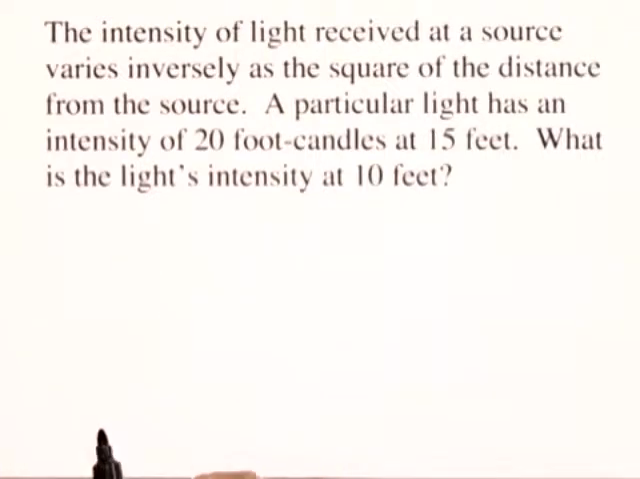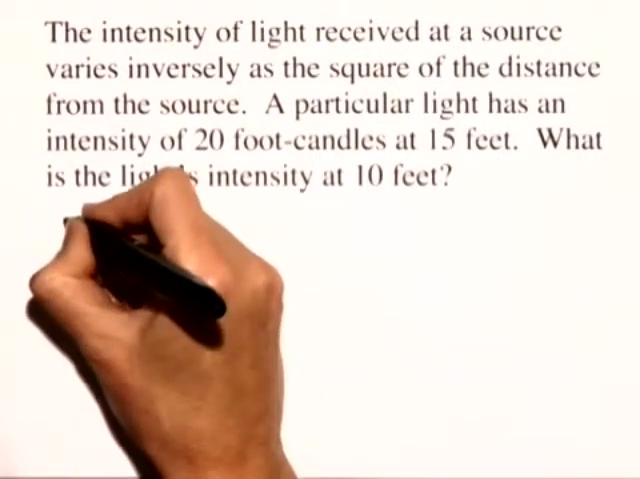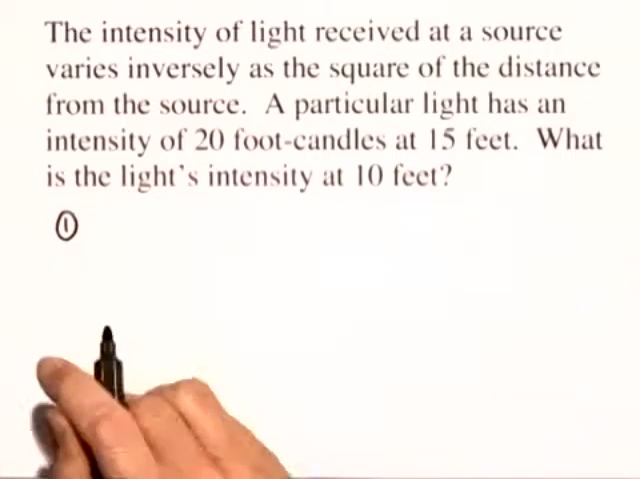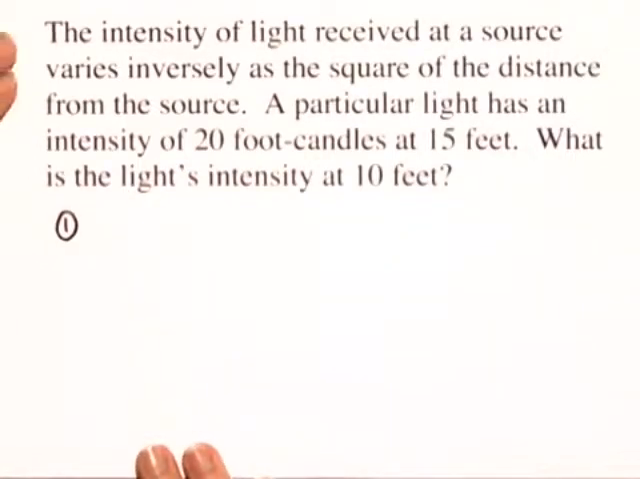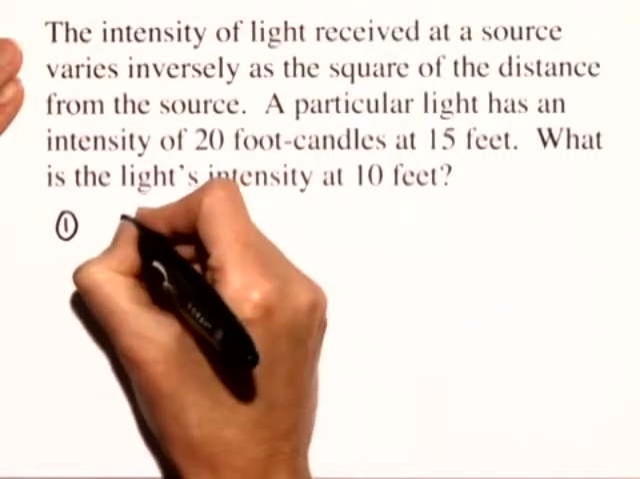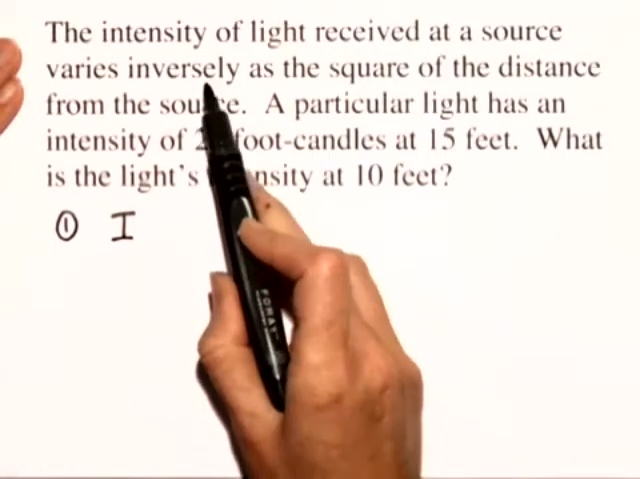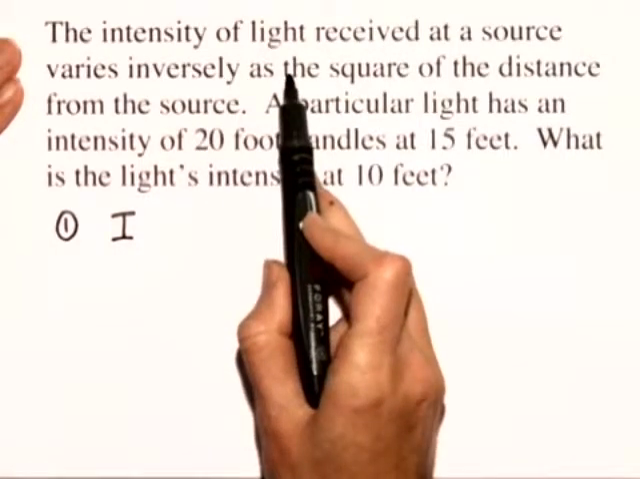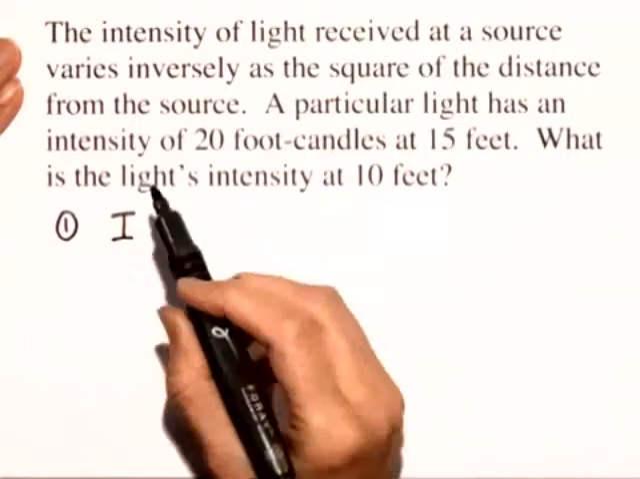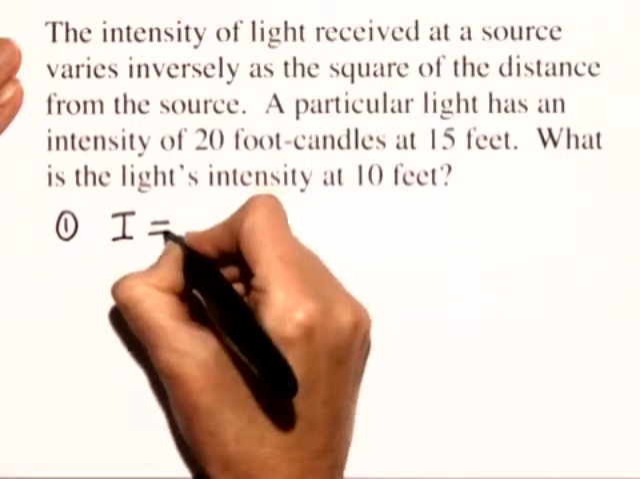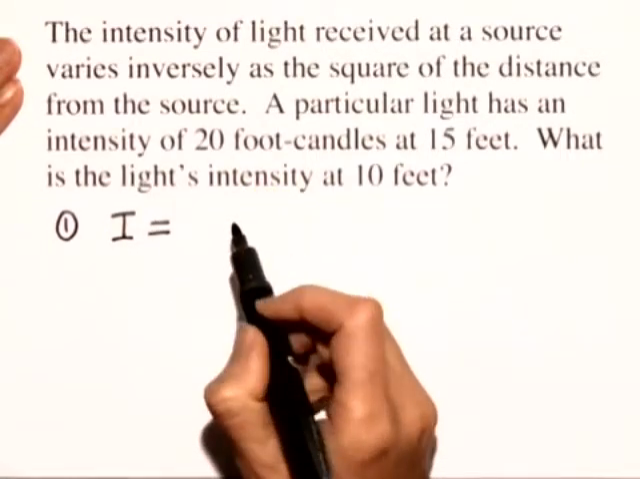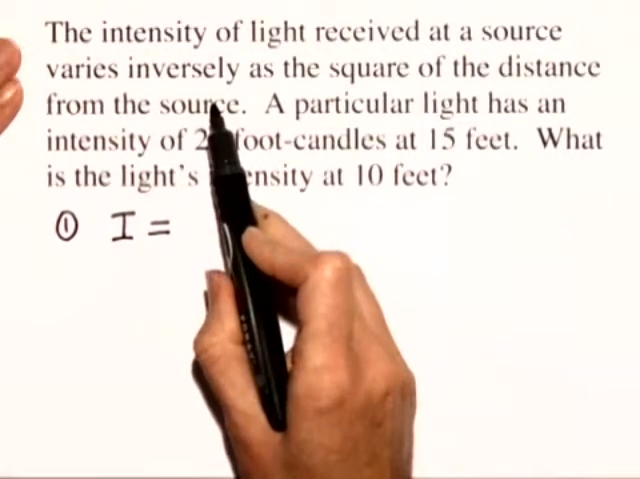So we have several parts to this problem. The first part is to just write an equation with the given information. So we're told something about the intensity of light received, so let's use a capital I for intensity. Well, we know the intensity of the light received at the source varies, so we're going to put an equal sign when we see varies. It varies inversely as something.